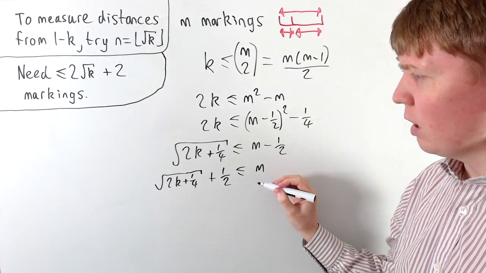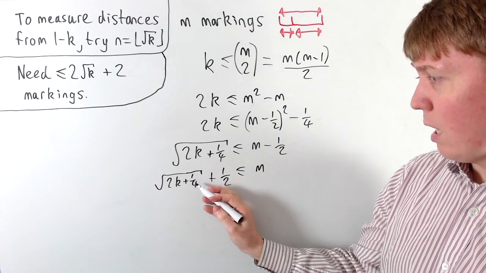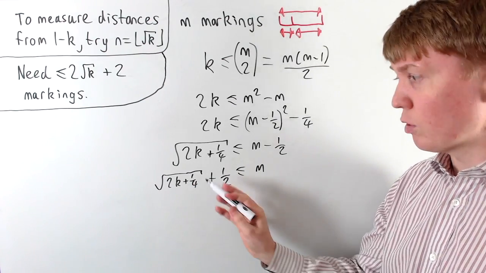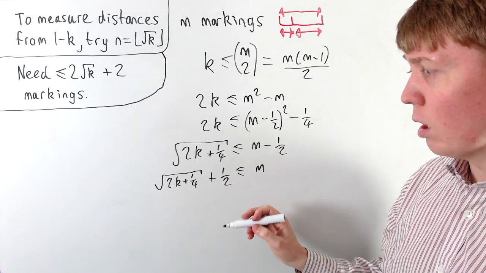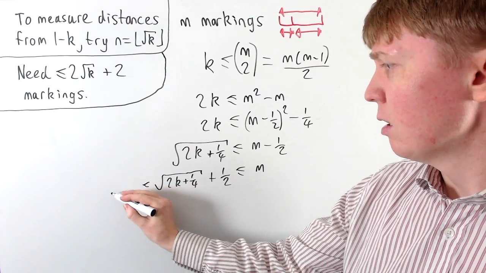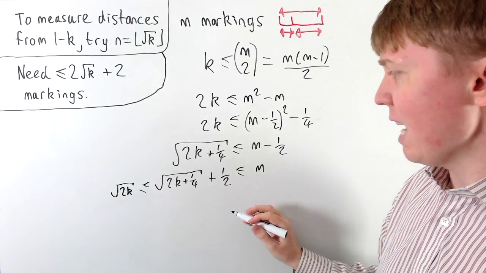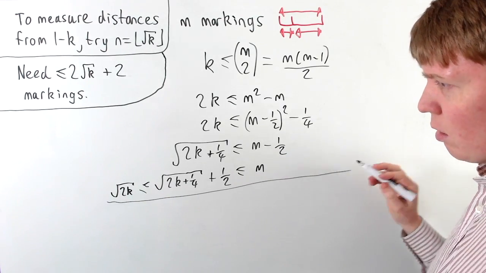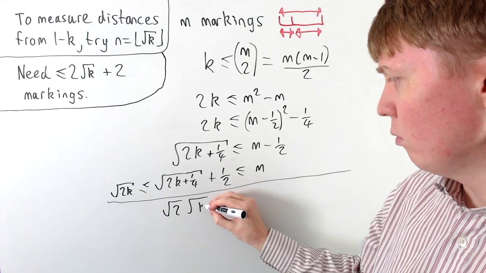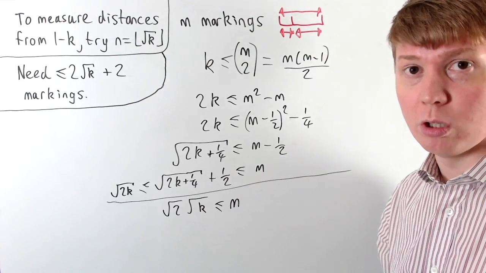And then just so that we get a slightly nicer looking lower bound here, you can see 2k plus a quarter in the square root. We could just replace this by the square root of 2k to get a slightly lower bound. And here this plus a half, we can just get rid of this as well. So this is all greater than or equal to the square root of 2 times k. So this gives us quite a neat lower bound then. We've got root 2k, which I'll write as root 2 times root k, is less than or equal to the number of markings that we'll use here.